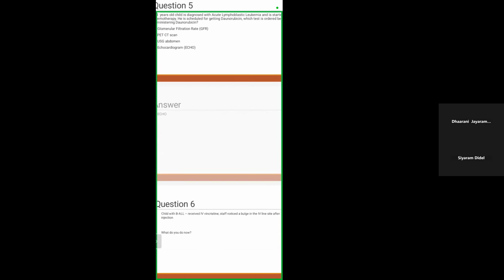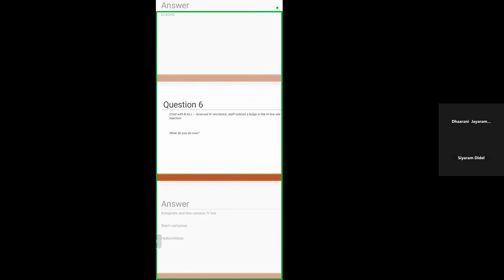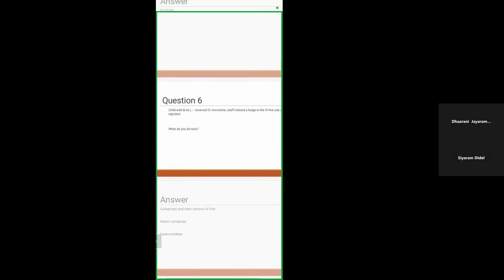Okay. So the next question, this has been covered by Ashwini. Child with B-ALL, when IV vincristine is given, there is a bulge at the IV line site. So what do you do now? I think I'll discuss this because she already discussed. So first thing is do not panic and remove the line immediately. So aspirate whatever you could aspirate and then remove the IV line.